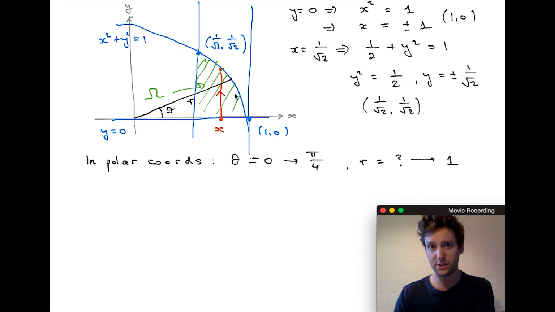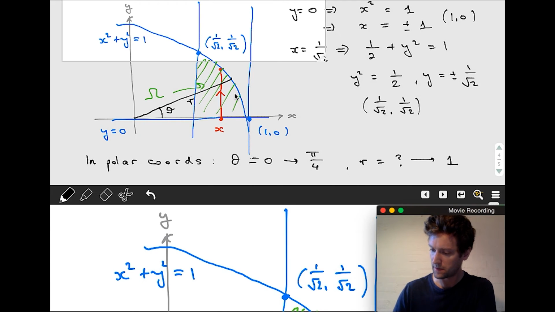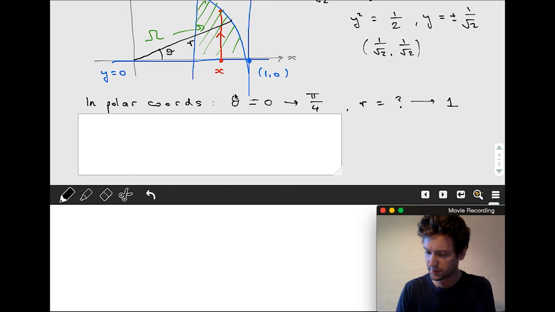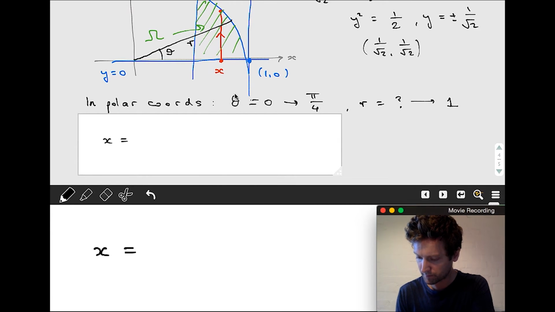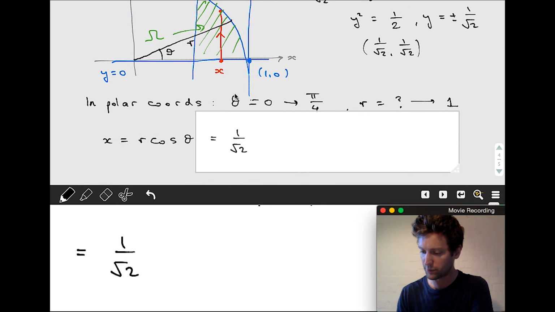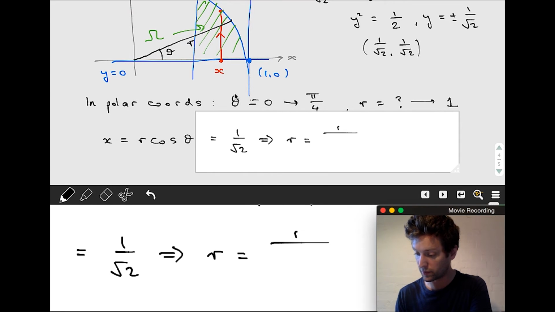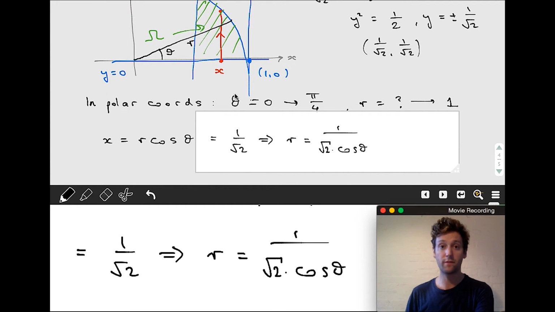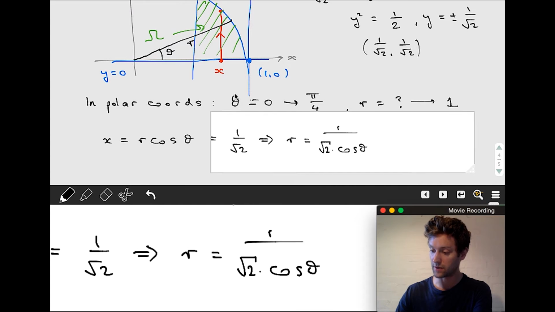So let's think about how we can express the line x is equal to 1 over root 2 in polar coordinates. So again, remember that in polar coordinates x is equal to r cosine of theta, and that's equal to 1 over the square root of 2. So what I'm going to do is rewrite that now as an expression for r as a function of theta. So r is equal to 1 over the square root of 2 times cosine of theta. So that's going to be my first limit of integration. r is equal to 1 over the square root of 2 cosine theta.